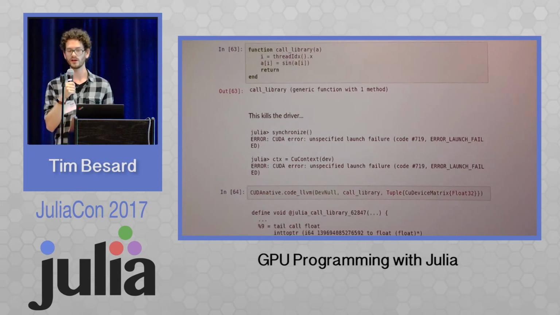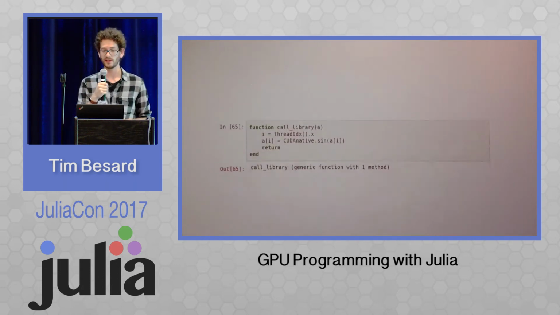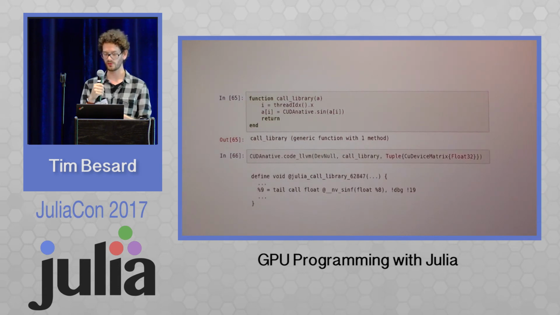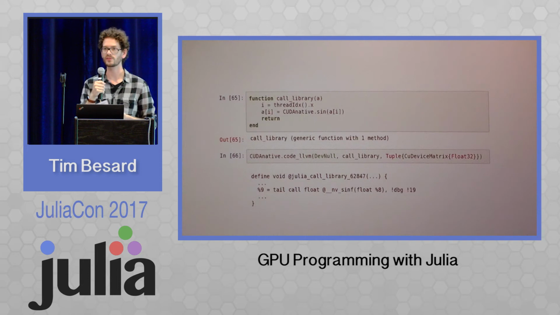So if you ever get a launch failure in a GPU function and you look at the LLVM code and you spot an inttoptr, you'll probably be using a CPU function, which the GPU obviously does not support. So then the question is, how do we compute a sine? For now, we have to prefix many math functions using the CUDAnative namespace, which would then result in a call to the proper intrinsic, nv_sinf, which lives in the libdevice GPU library.